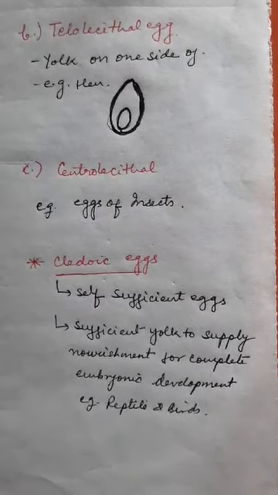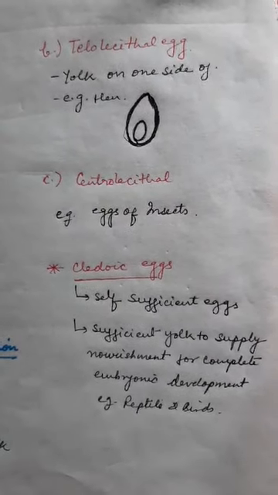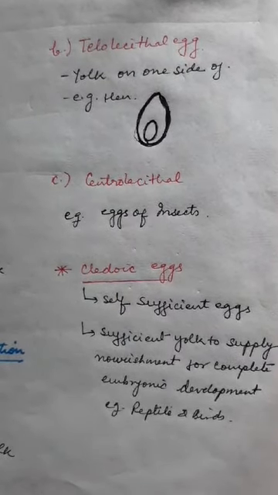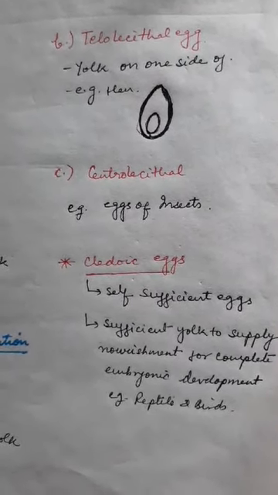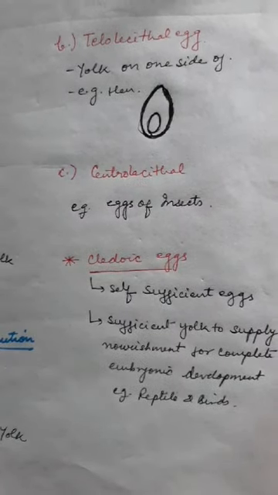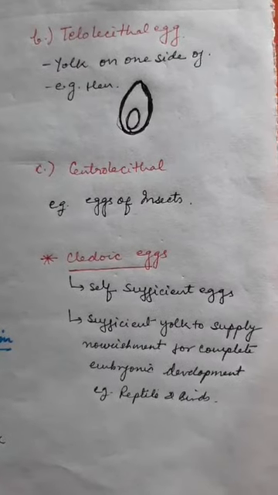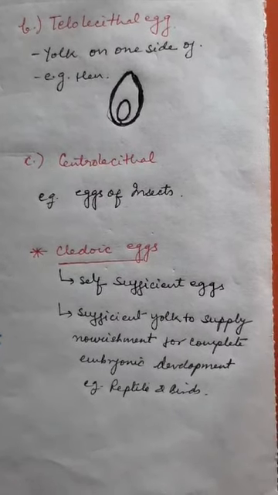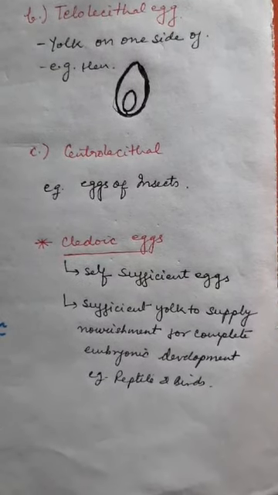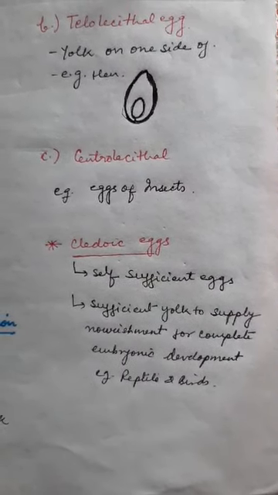So this is how we classify the eggs, on the basis of how much yolk is present and how the yolk is distributed. So now we have understood the egg structure as well as types of egg, and now let us talk about how human sperm and egg can be compared, or how are they different from each other.